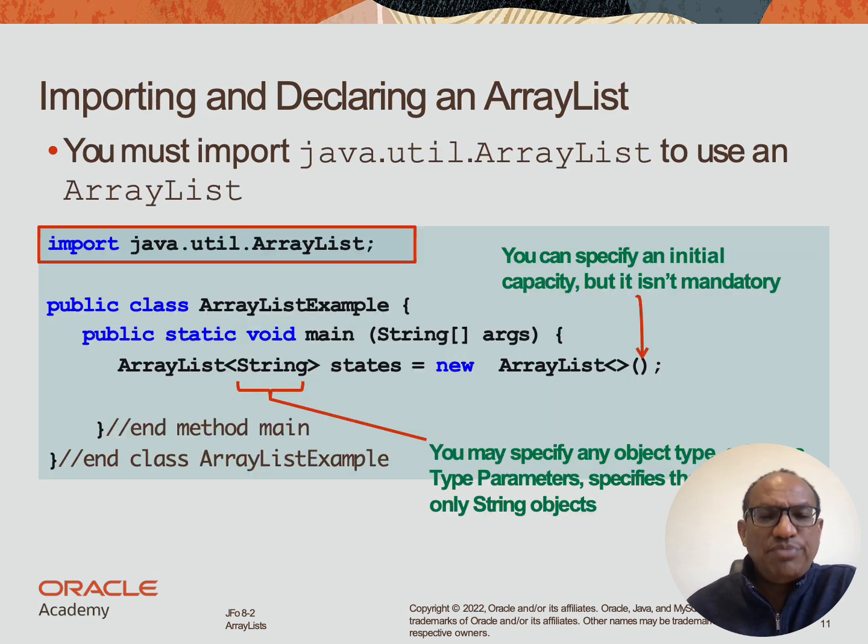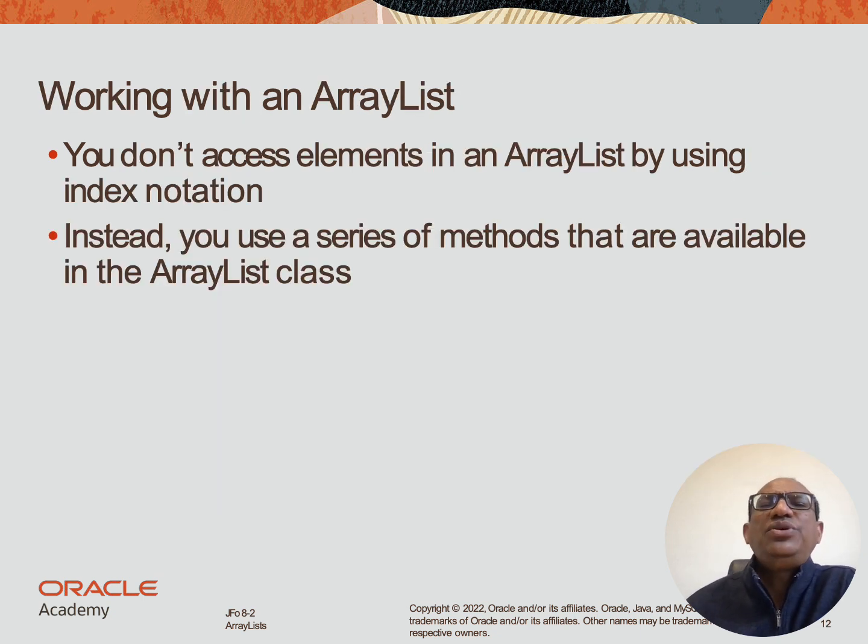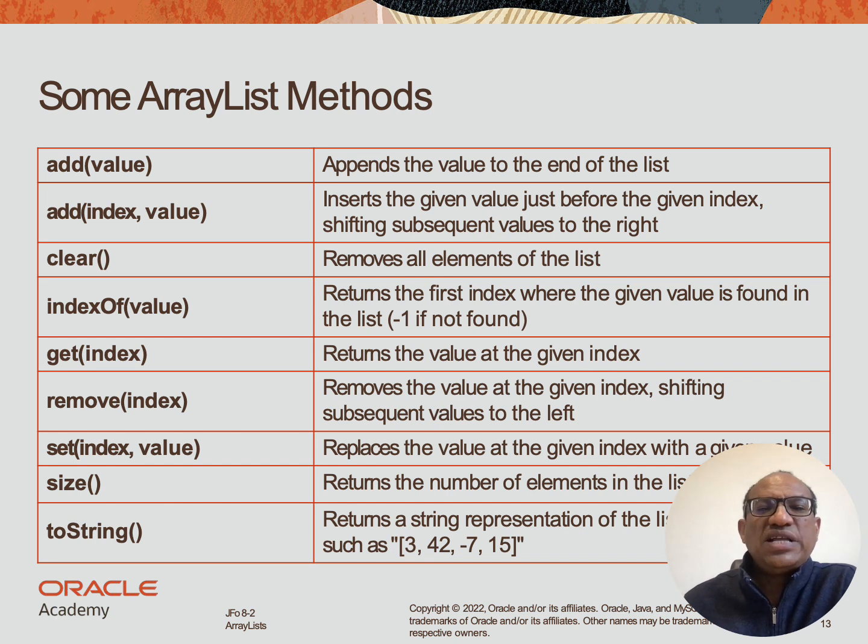To use an ArrayList, you first import it: import java.util.ArrayList. Then declare and instantiate: ArrayList<String> states = new ArrayList<>(). The String part is the type parameter. It locks the list to only store String objects. Now, how do you actually work with one? Not with square brackets. Use methods like add, remove, get, indexOf, set, and size. All of this makes ArrayLists way more powerful and convenient than arrays.